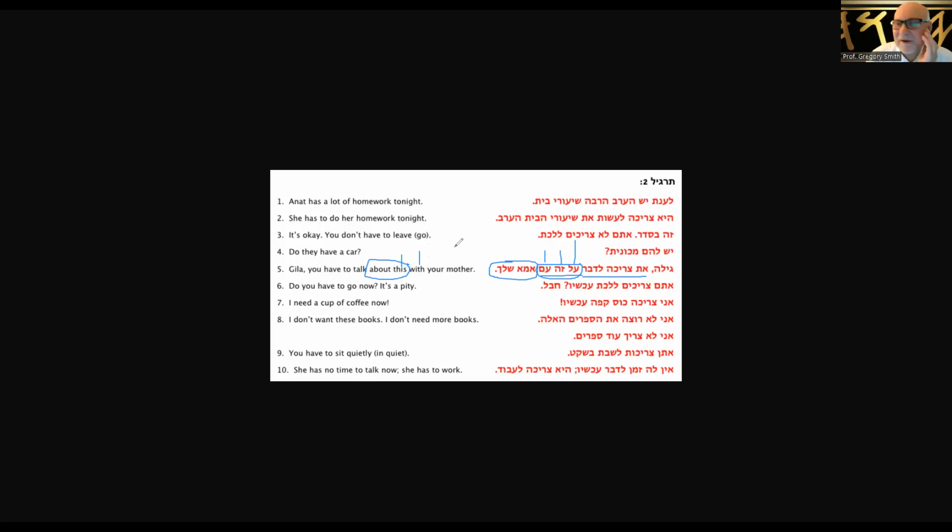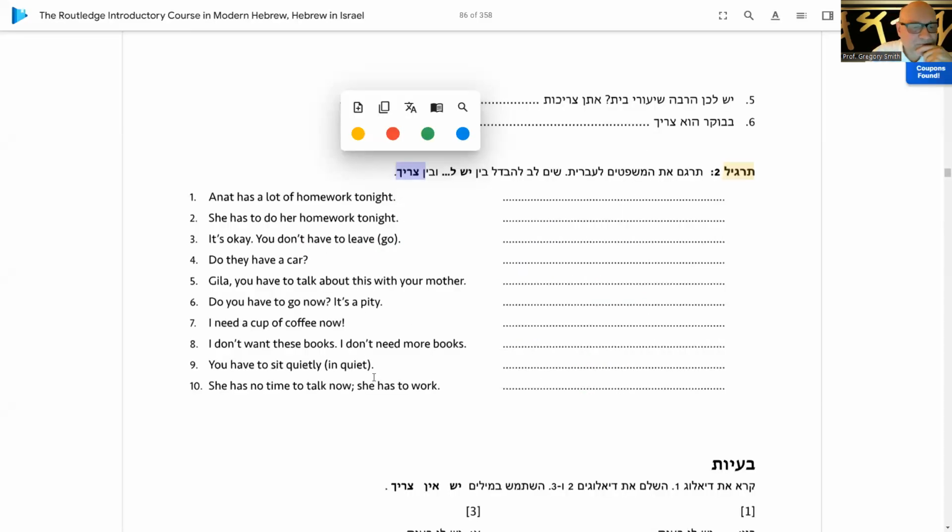Ima shalek. So basically what I did is I didn't put this part, I just put Gila ata zricha ledaber la ima shalka, to your mother. I forgot about putting about this in there, and with too. So this is good practice here. All right. The more you work with it, the better you get. The more you practice, you know.